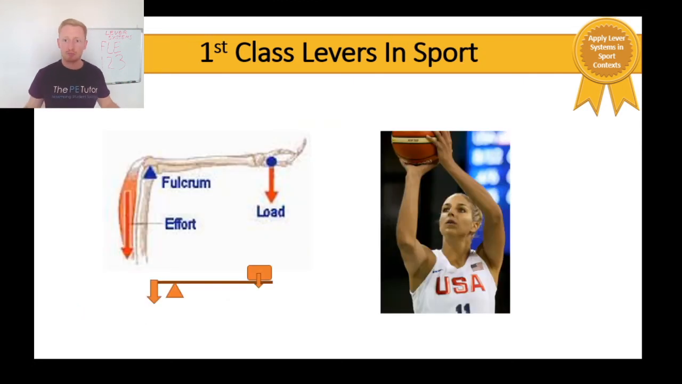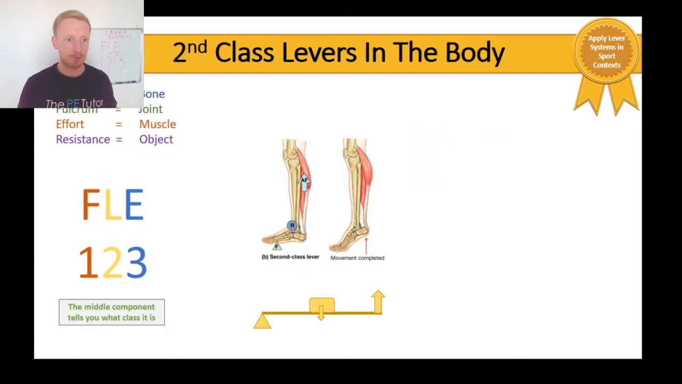In sport, basketball free throw. The basketball is the load, the tricep contracts and it pulls this radius up, and we overcome the load or resistance at the right amount so the ball travels towards the hoop.